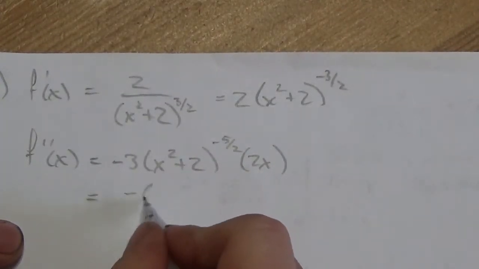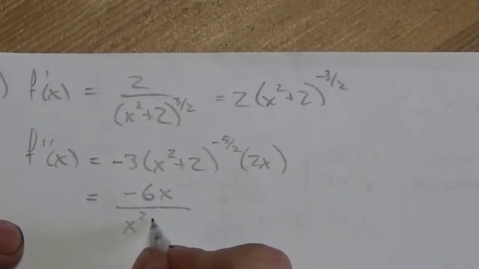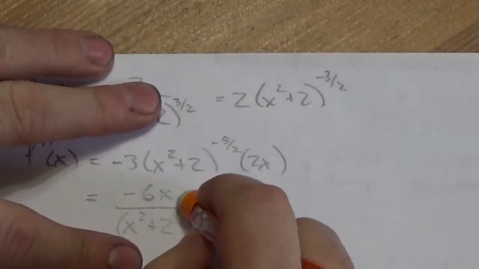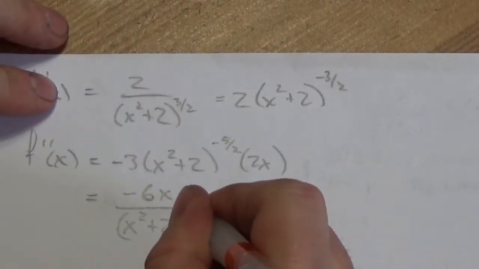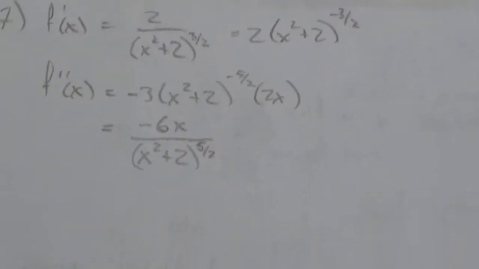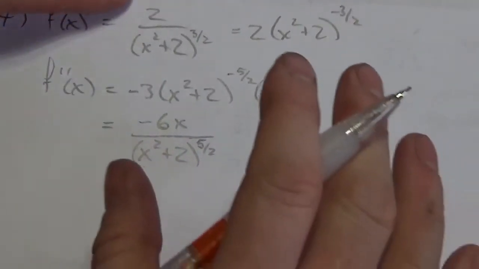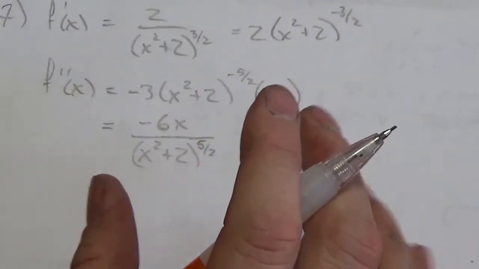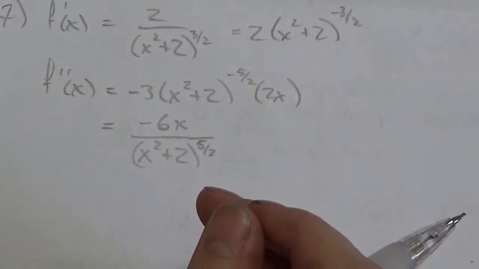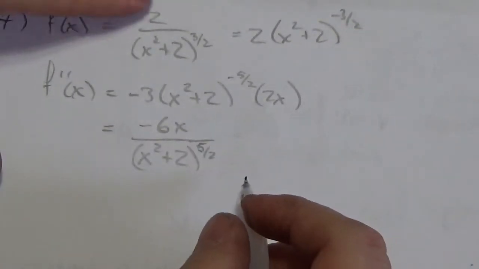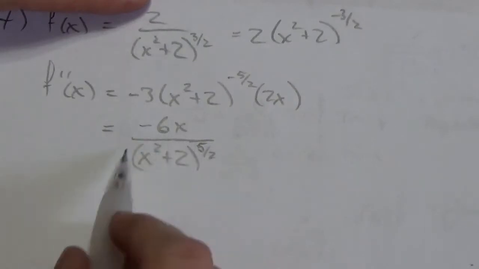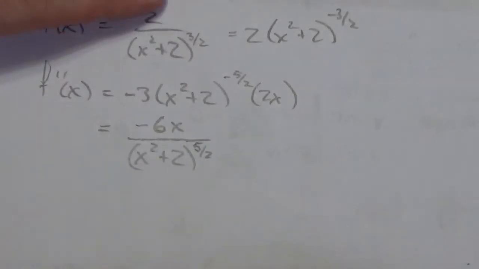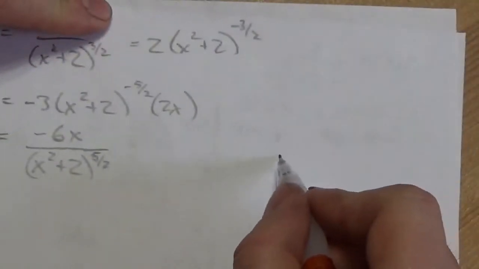Alright, so what does that look like? Negative 6x over x squared plus 2 to the 5 halves. Okay, now what does this tell us? Well, I'm interested once again in where the second derivative is positive or negative, for concave up and down, but I'm also interested to find where it goes to 0 or is undefined. But just like the first derivative, look at that, that's not going to become undefined anywhere, so it's really just where it goes to 0, and it's going to go to 0 at 0.